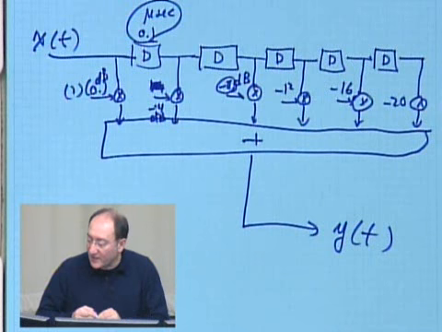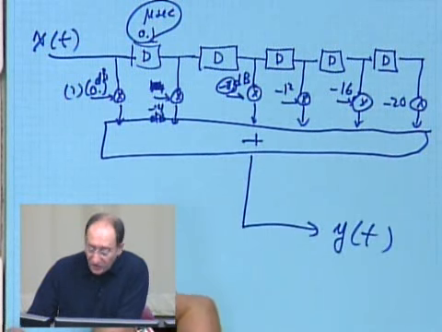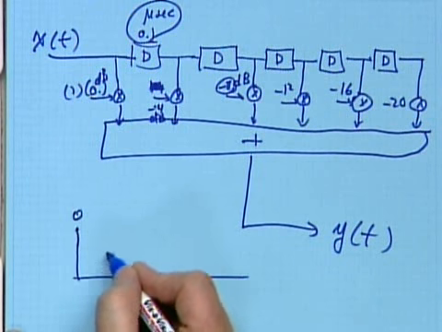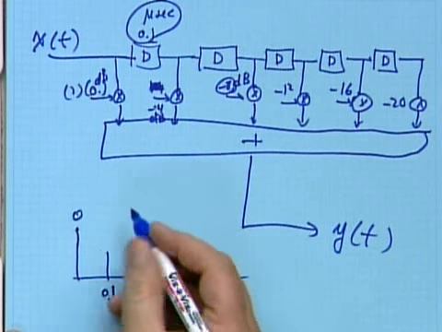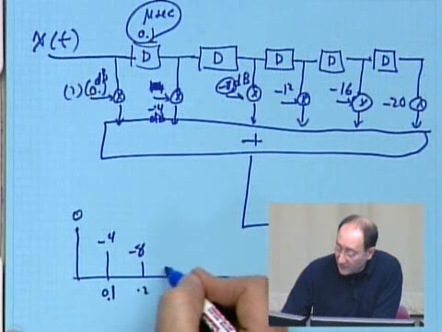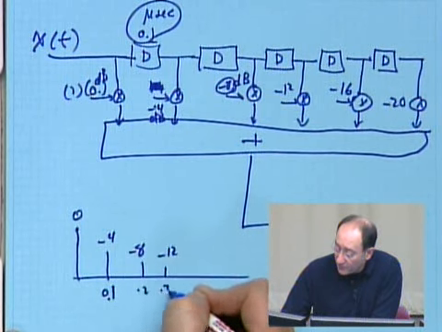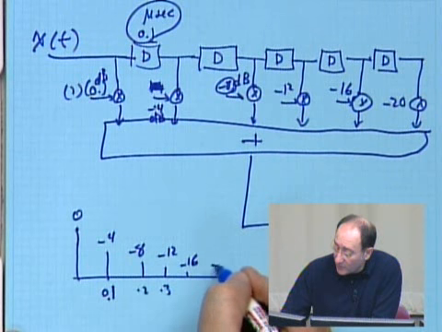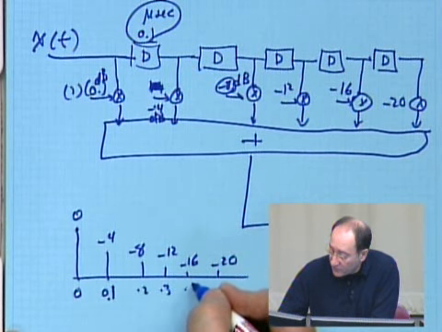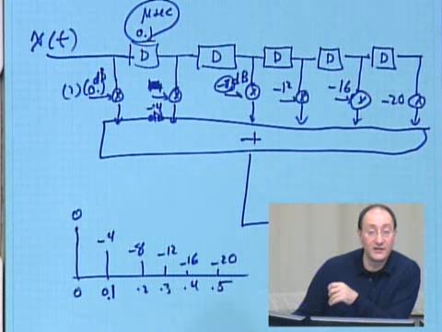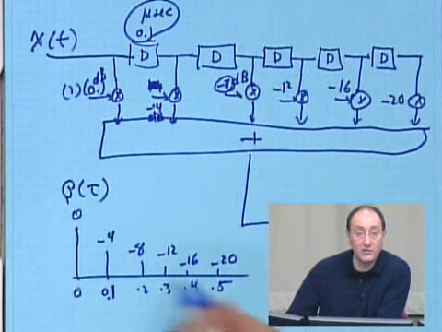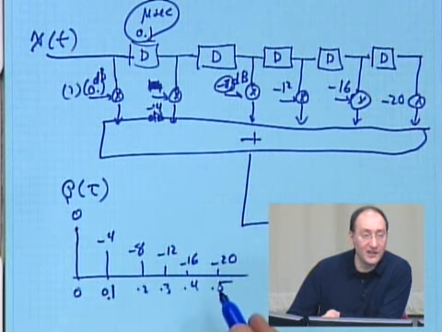Okay? So basically, if I want to look at the impulse response of this, there are different ways to look at that. The impulse response is something like this. This is 0. Then at 0.1, I have -4. These are in dB. At 0.2, I have -8. Then I have -12. At 0.3, -16 and -20. So at 0, 1, 2, 3, 4, and 5. This is my Q sub tau, a sketch of my Q sub tau, which is equivalent to that table that I have.